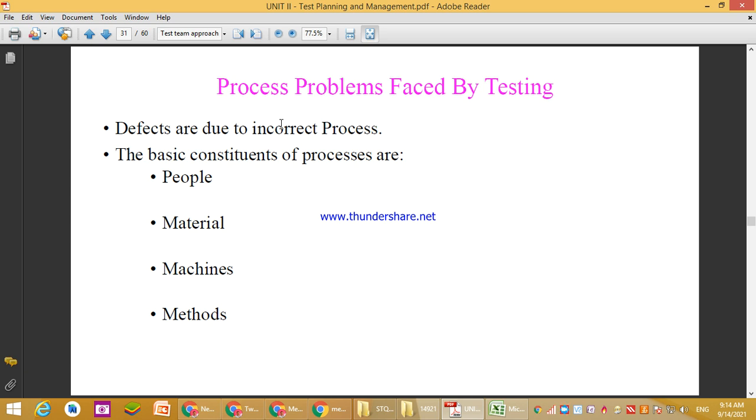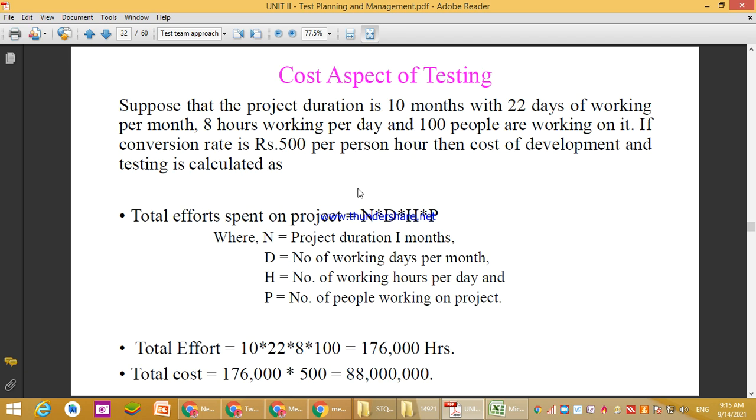Then methods, the last one is the method. What kind of method we are using to perform a task on a particular software product. If the execution process is not on the right way or on the right path, then it also creates a problem in testing. So overall, people, material, machines, methods, which are the constituents of the process, may also cause problems in testing.